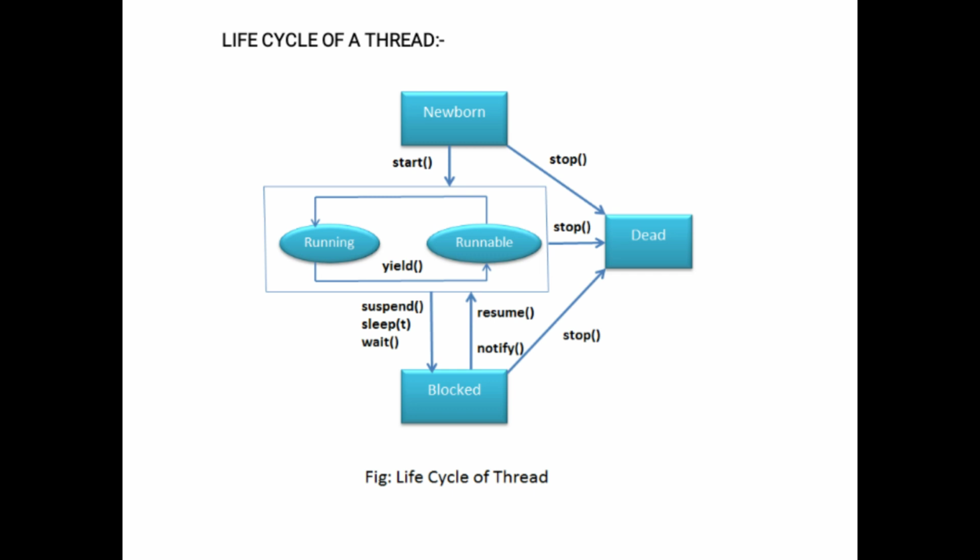Last is the dead state. Every thread has its life cycle. A running thread ends its life when it has completed executing its run method. It is a natural death. However, we can kill it by sending the stop message to it at any stage, thus causing a premature death to it.